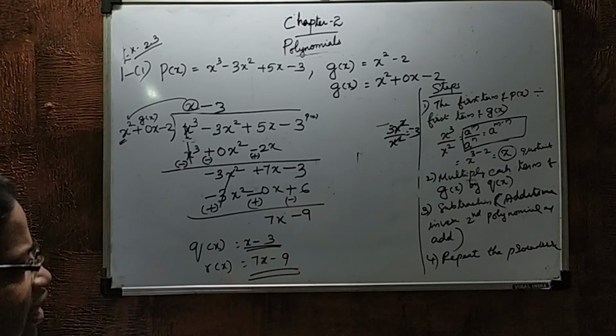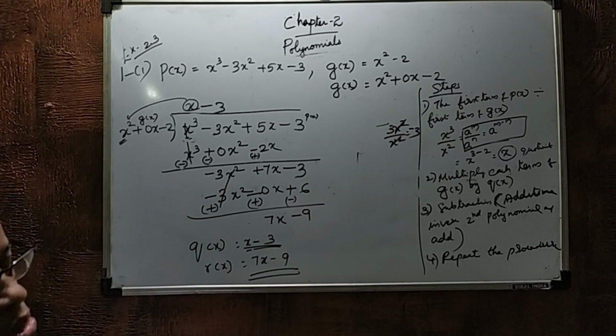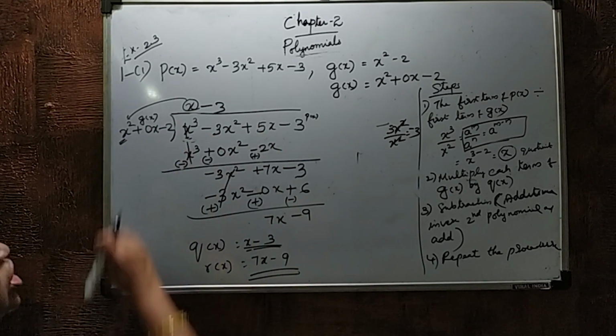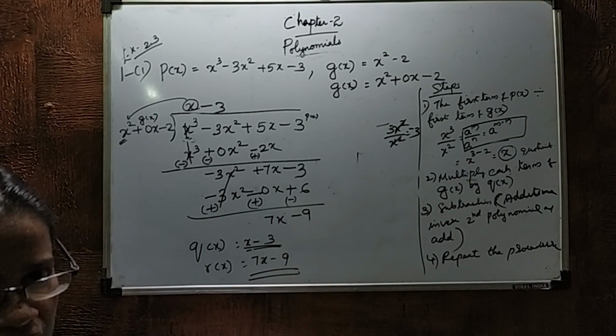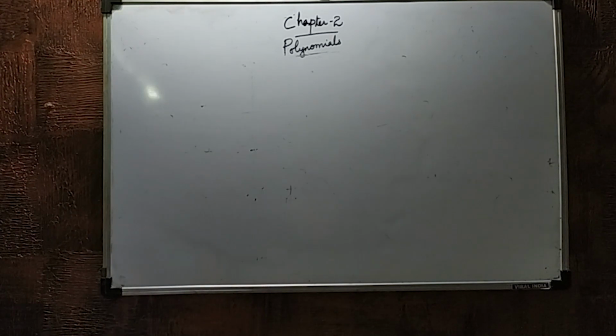So 7x minus 9 is the remainder and the quotient is x minus 3. Quotient means q of x. Remainder is r of x. This is p of x. This is g of x. Hope you clear your problem. Now you will do the next one. Second question.